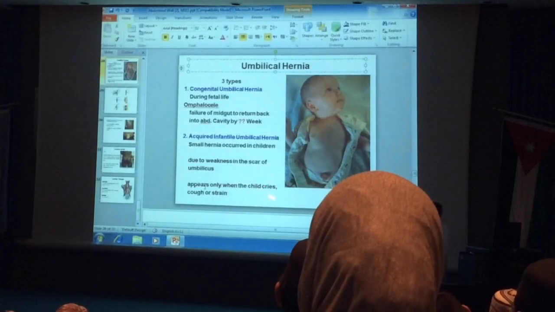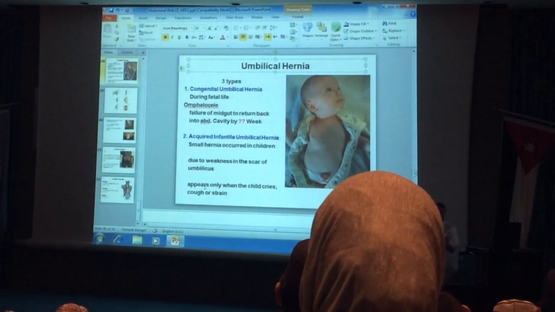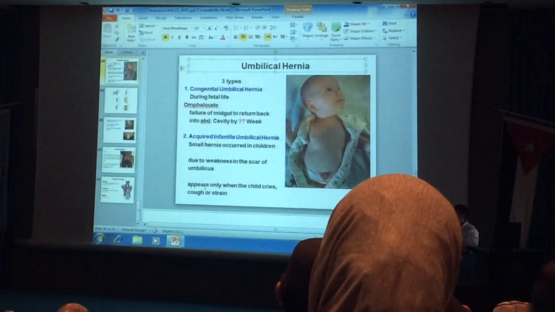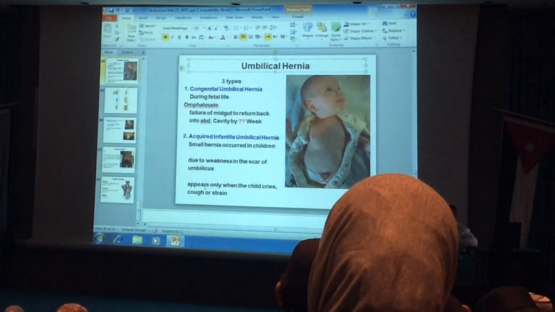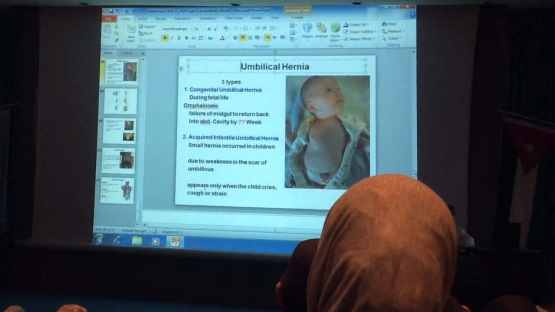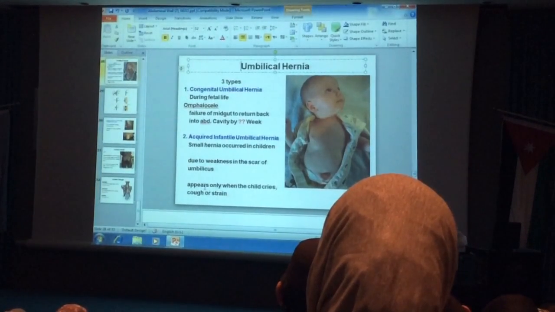Only when the child cries or coughs can it go out and get back, so it's reducible. Usually it is not treated, because with growth, more collagen fibers will form and they will eventually obliterate it, okay? So it heals by itself as the child grows up, okay?